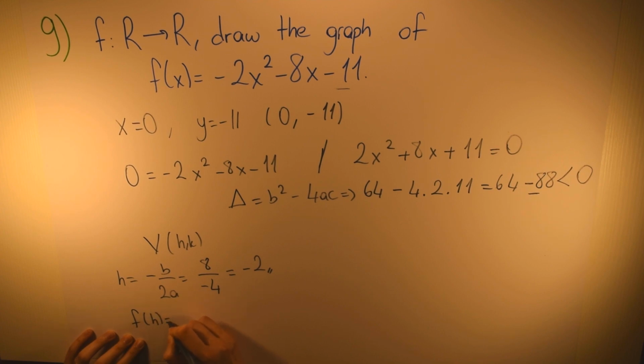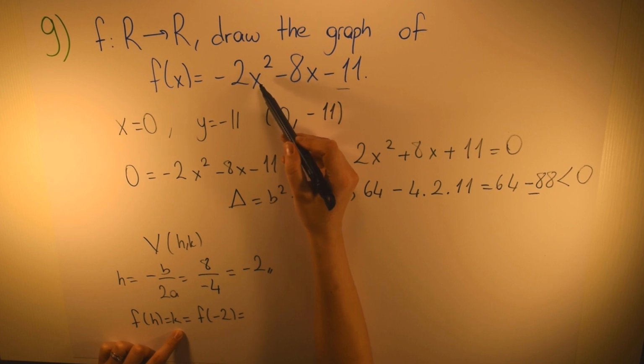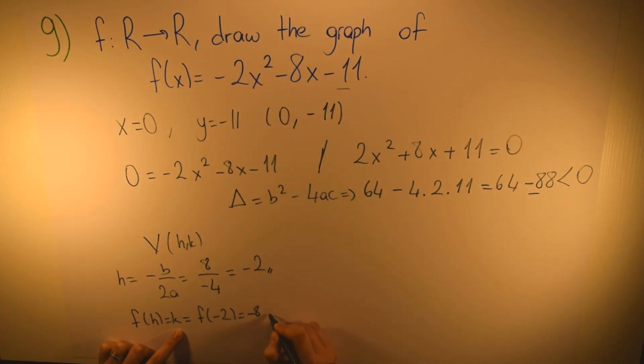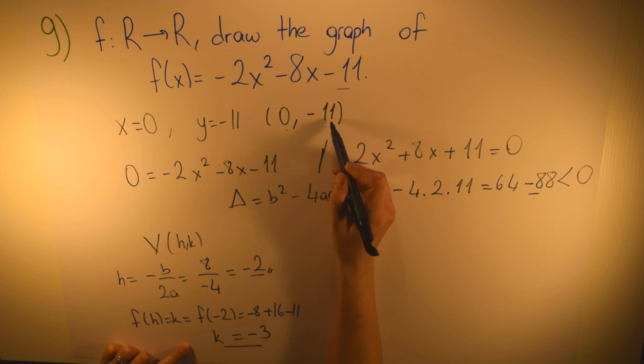f(h) is equal to k, so here is f(-2). When I put minus 2 instead of x, this is 4, so it will be minus 8. When you put minus 2, it is plus 16 minus 11, which is equal to minus 8 plus 16, it's plus 8 minus 11, it is minus 3. So this is our value of k. So I know our vertex point now, and I know another point here: when x is equal to 0, y is equal to minus 11.